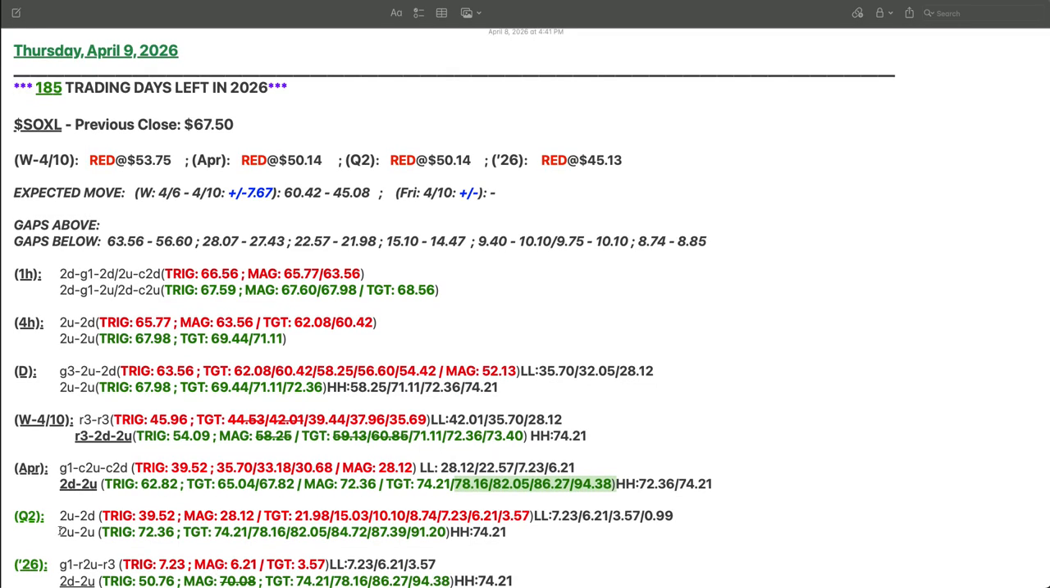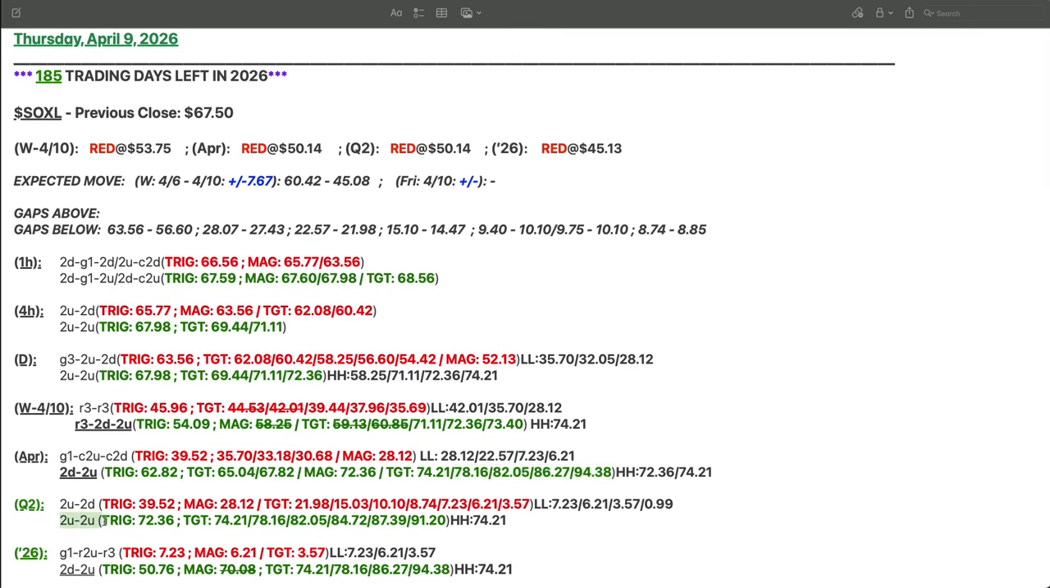On the quarter, again, we're still inside on the quarter, so there is still the possibility that we go 2 up 2 down or 2 up 2 up, right? We're closer obviously to going 2 up 2 up, but if we were to trigger that 2 down like we talked about at 39.52, the magnitude of that brings us back down there to 28.12, so watch out for that. But for right now, there's a better chance, I would say, of us triggering that 2 up at 72.36. If we do, again, all-time high 74.21 as your extended target, as well as the blue sky territory targets here as well.